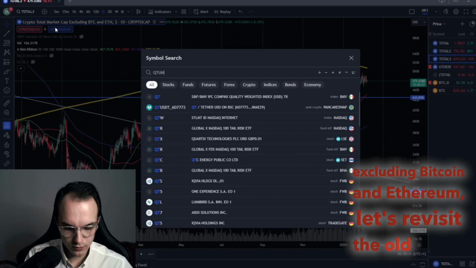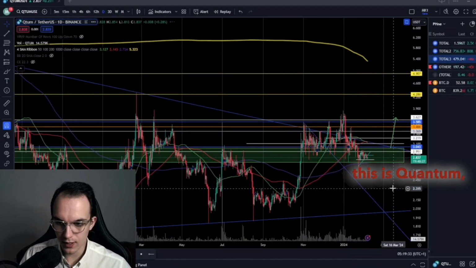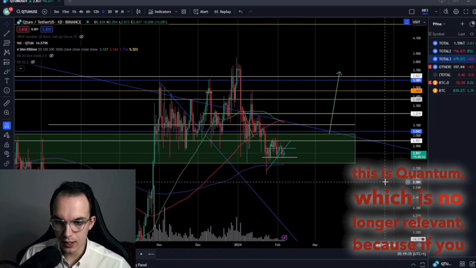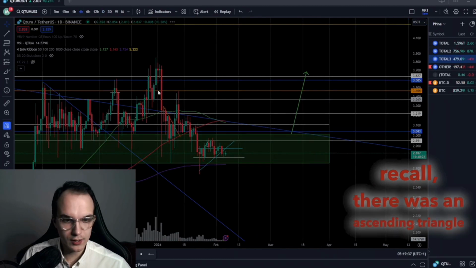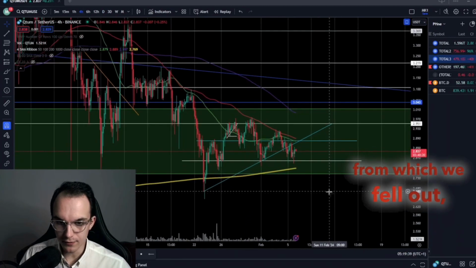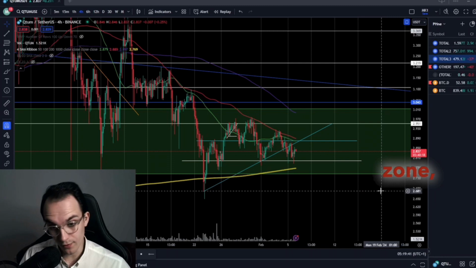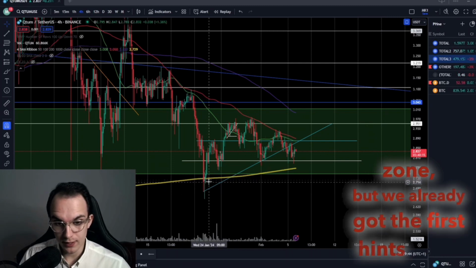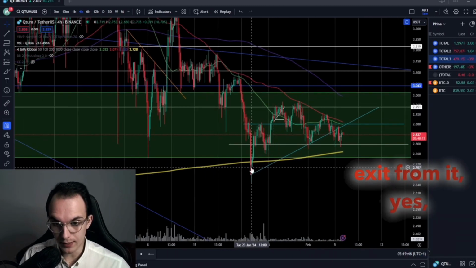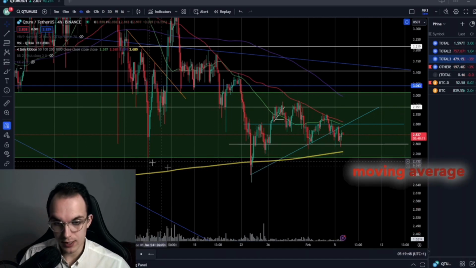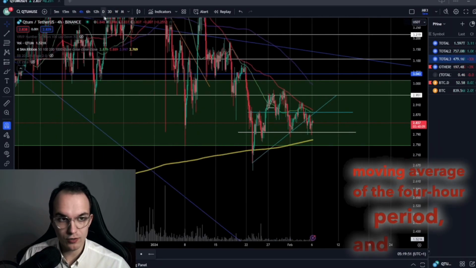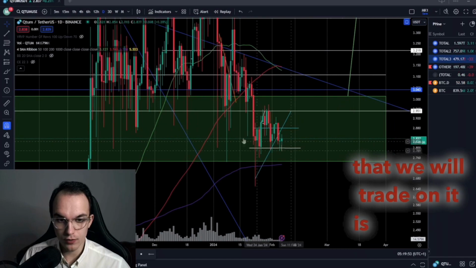Let's revisit the old ideas. This is Quantum, which is no longer relevant because, if you recall, there was an ascending triangle here, from which we fell out. We are still in the demand zone, but we already got the first hints of an exit from it, closing before the 1000th moving average of the 4-hour period. And the fact that we will trade on it is very, very bad.